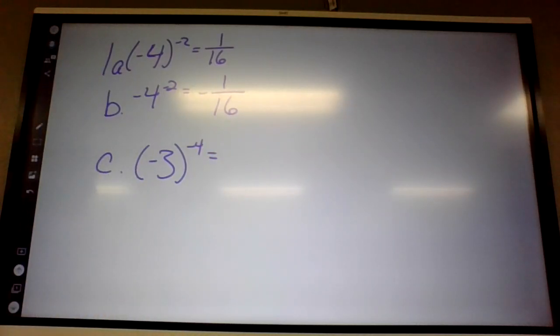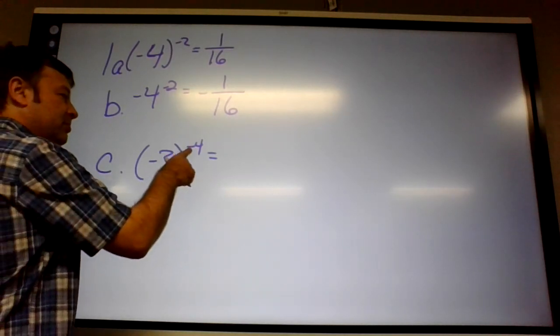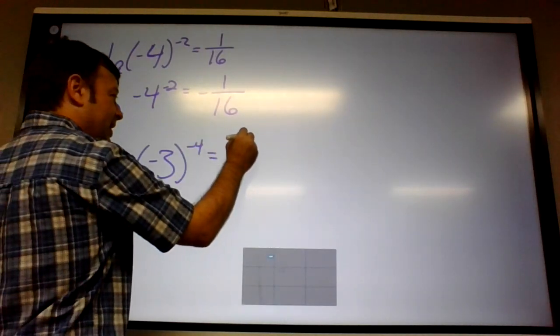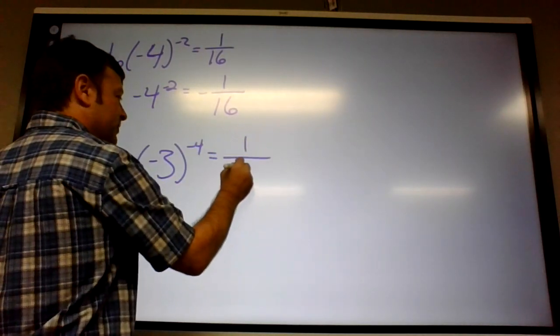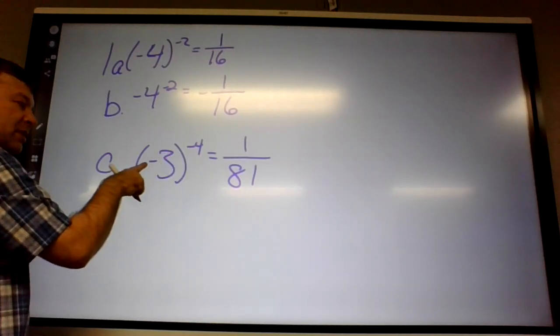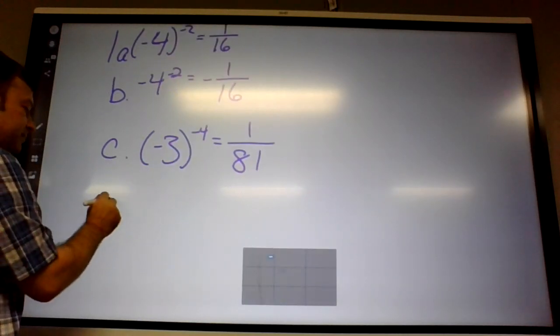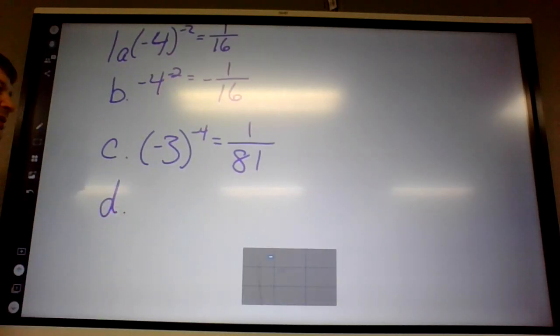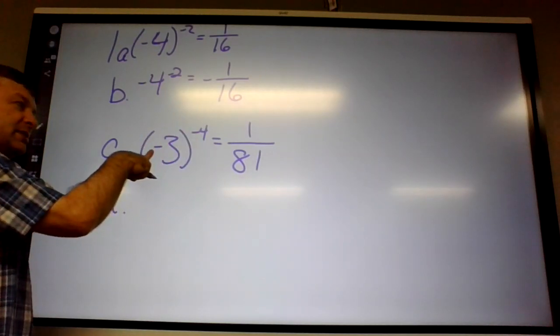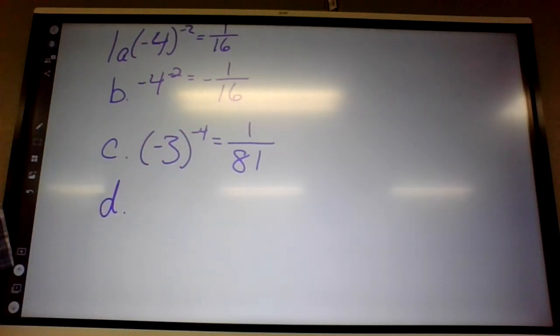You guys know what 3 to the 4th is? It's 81. 3 times 3 is 9. 3 times 3 is 9. 9 times 9 is 81. But because this is a negative 4th, it's going to be 1 over 81. It is positive because 4 negatives make a positive. Yeah, the negative on the exponent means something totally different than this negative right here. I know that's confusing, but it's just how it is.